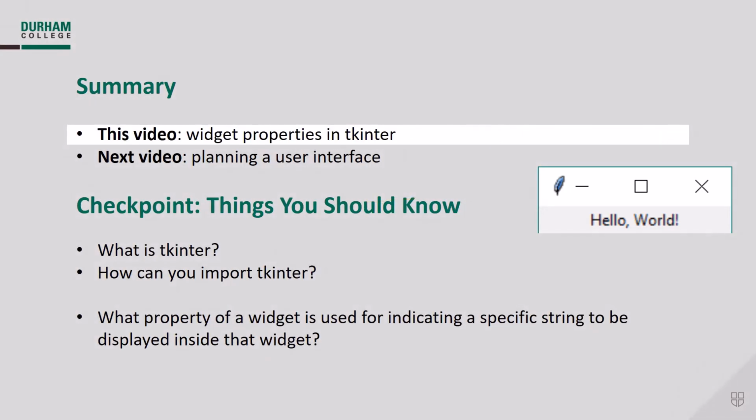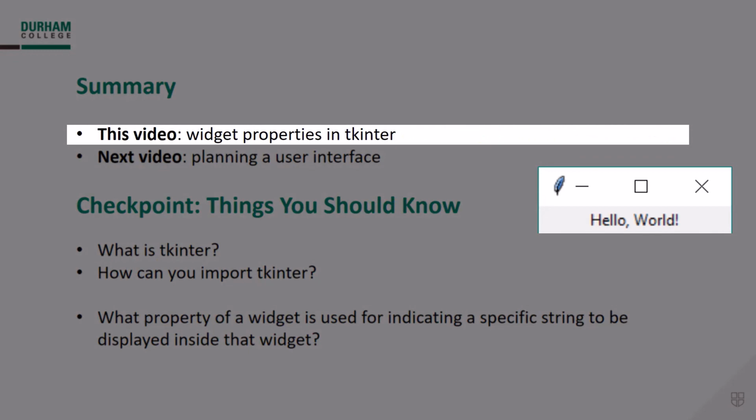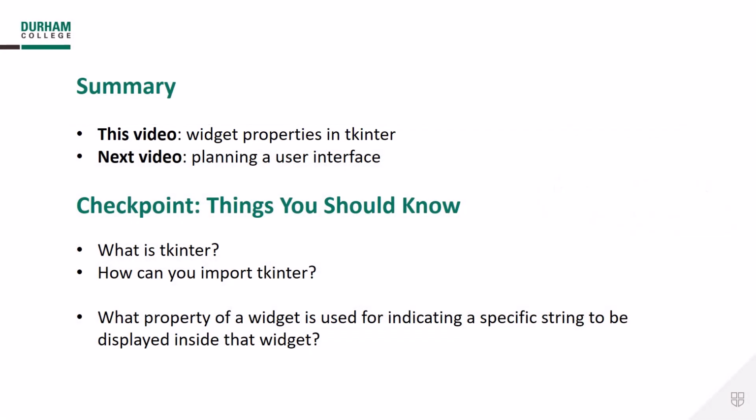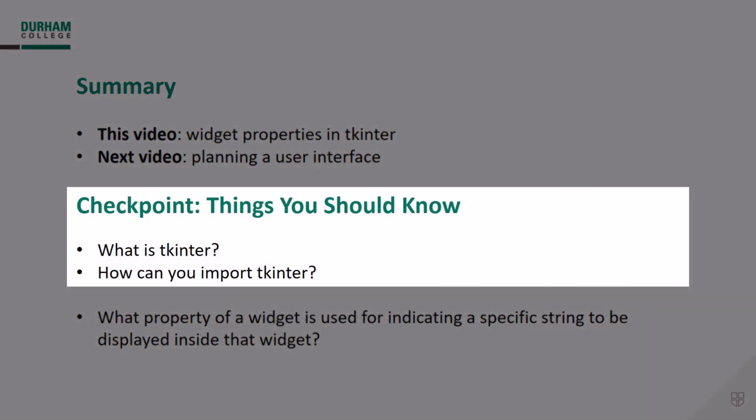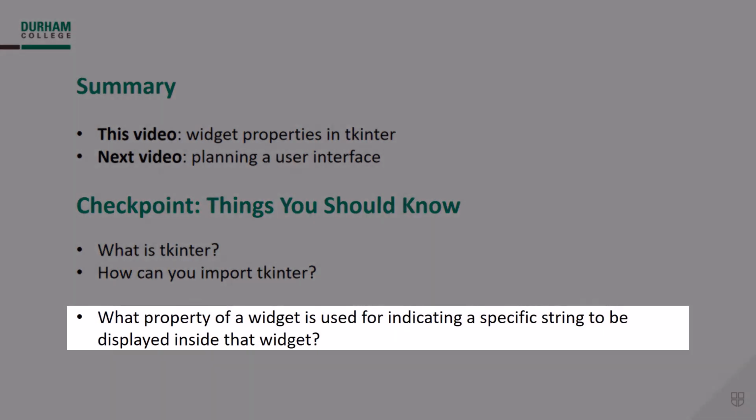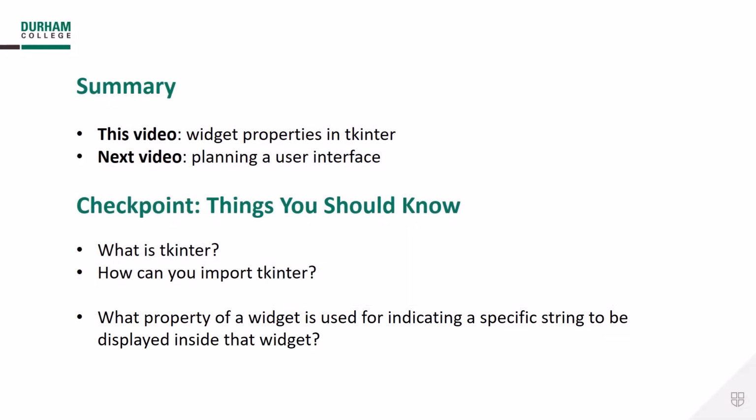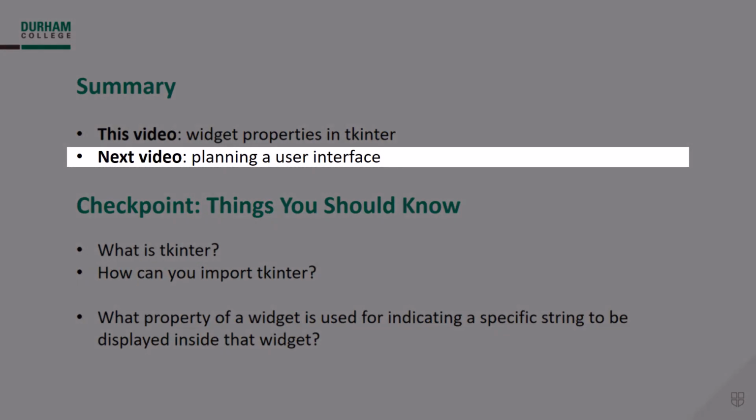So in this video, we talked about widget properties in tkinter, and some things you should know at this point are what is tkinter, how can you import tkinter, and what property of a widget is used for indicating a specific string to be displayed inside that widget. That shouldn't be too hard. In the next video, we'll talk about planning for a user interface.